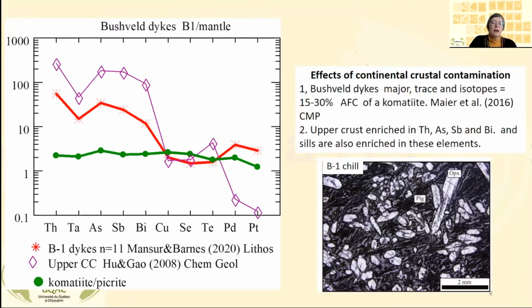So we applied that modeling to komatiite contaminated with continental crust. And what you see, the continental crust is enriched in thorium, arsenic, antimony, and bismuth. So it pulls up the thorium and those elements, and you get this slightly wavy pattern. If you want to see the details of the modeling, you can go to Eduardo's paper in Lithos.